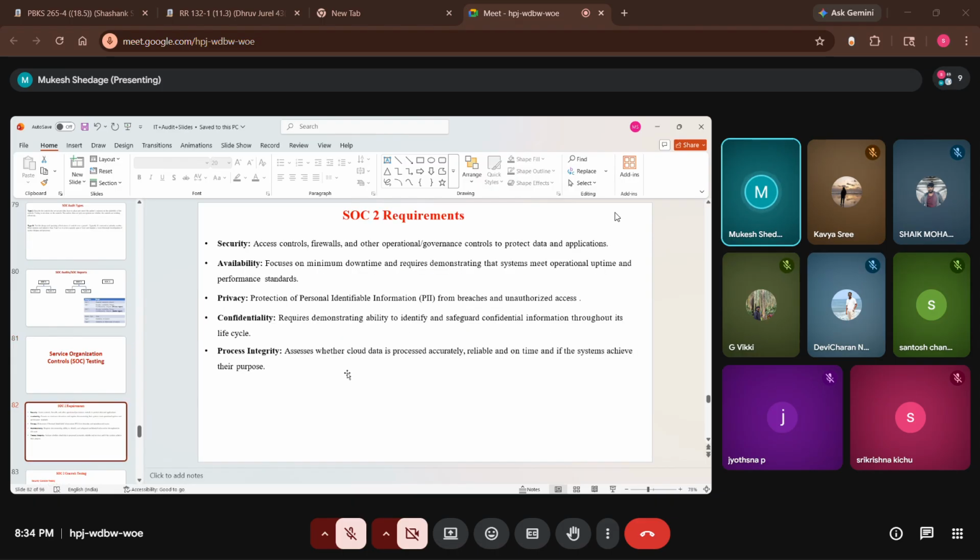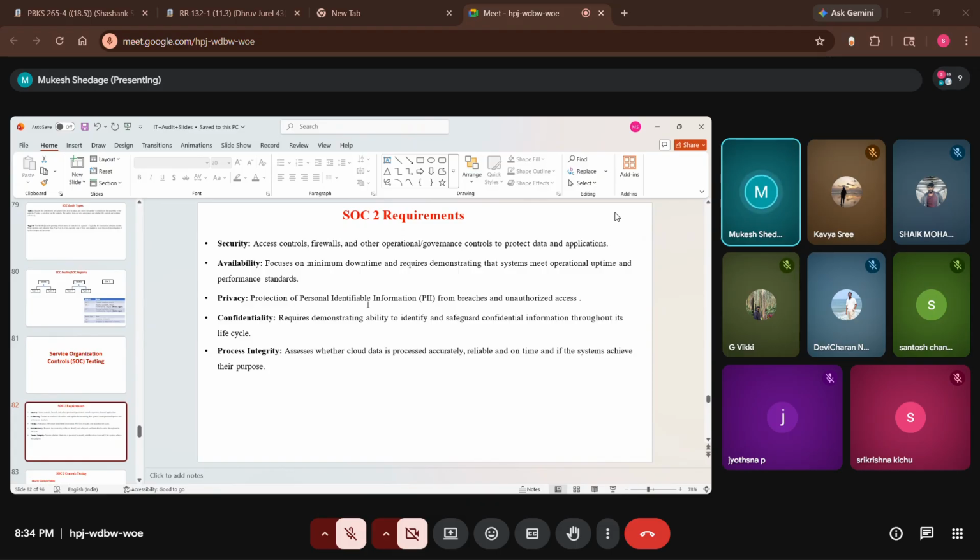Now the actual testing, SOC 2 control testing. Here you can see what we will test in each of the five trust security criteria. In security, we will check access control, as I said already, firewalls, operational governance meaning policies and procedures, data security, application security. Availability: downtime, meaning uptime and performance standards, which means your backup control. If your system goes down, how you can take the backup and how you can start working on it.